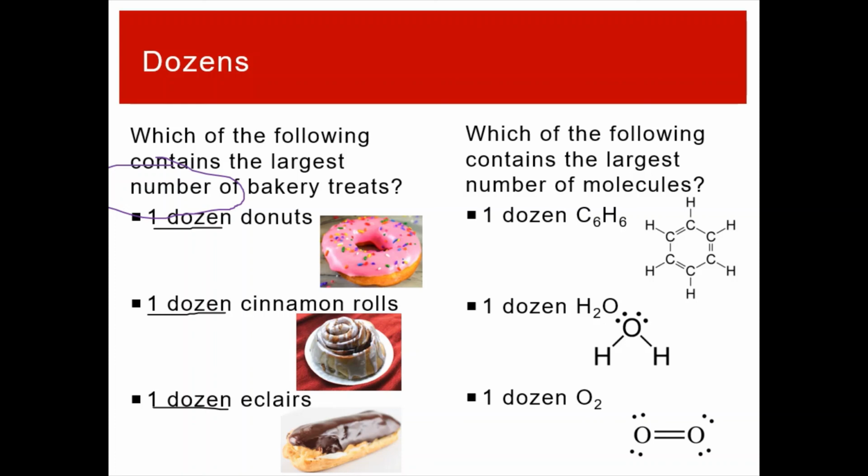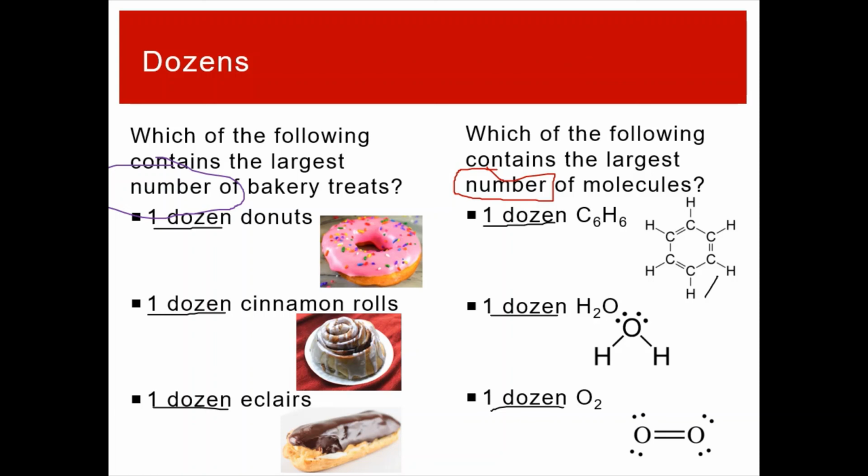So when we look at something in a chemical context, the objects of choice are going to be molecules. And so we said for chemical reactions, we care about the number of molecules. And so we can count molecules using counting units. We could say I have 1 dozen C6H6. Here's a picture of that molecule. 1 dozen water. Here's a picture of that molecule. And then 1 dozen O2 molecules.